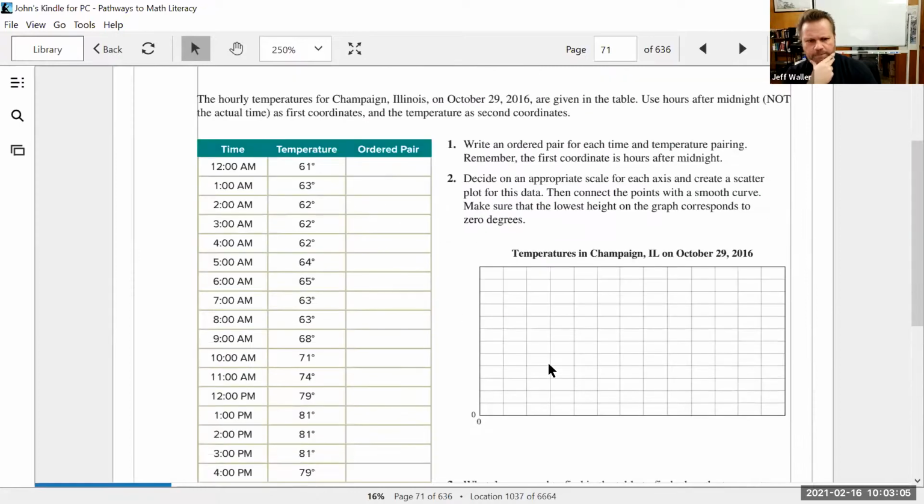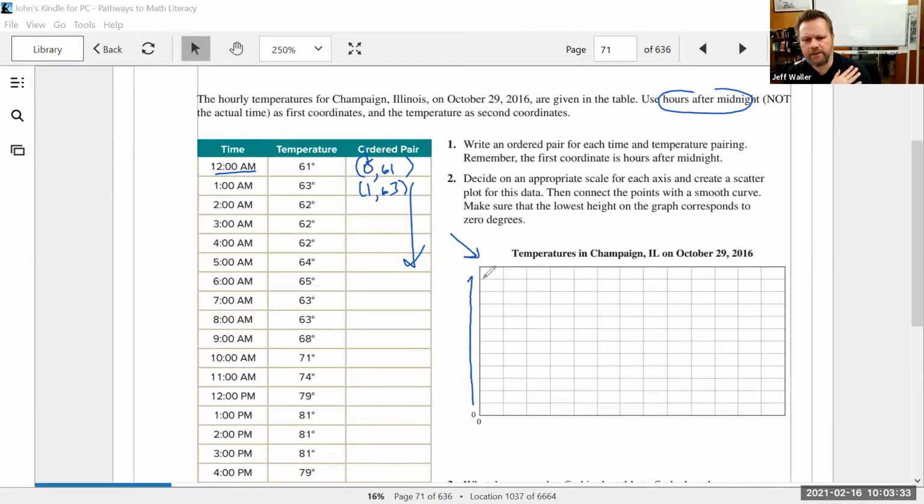Okay. So real quick, what would this first ordered pair be? Zero comma 61. Yes. Since it's hours after midnight, at midnight I'm 0 hours after midnight. So then this will be 1 comma 63. Easy. And then you have to plot them. Now you have to pick your own scale here and your scale here, correct? So I'm going to let you guys think about that.